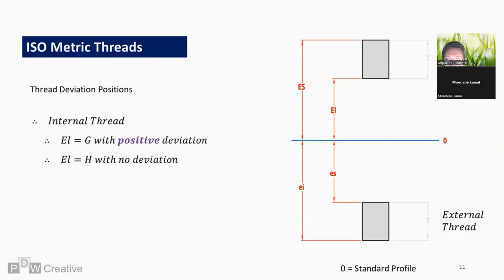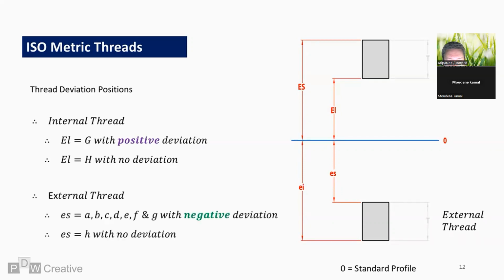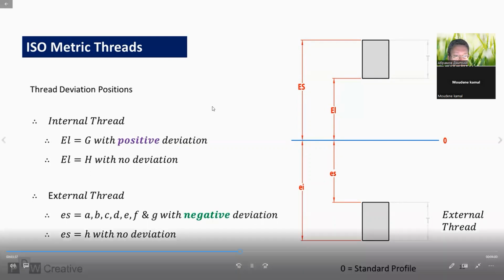Deviation positions are categorized using letters. For the metric internal thread, we only use two positions. These are G and H. The external threads deviate below the zero line, so are considered negative. Lowercase es and ei mark this deviation. Lowercase letters are also used to identify the negative deviation. There are many deviation positions for external threads noted from positions A through to H.